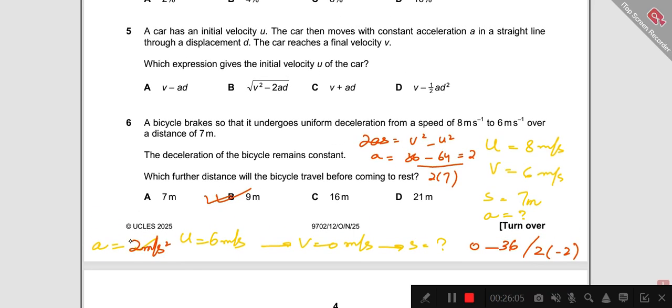A car has an initial velocity u. The car then moves with constant acceleration a in a straight line through displacement d, and the car finally reaches a speed v. Which expression gives the initial velocity of the car? You'd use the same equation and all you have to do is just rewrite it.